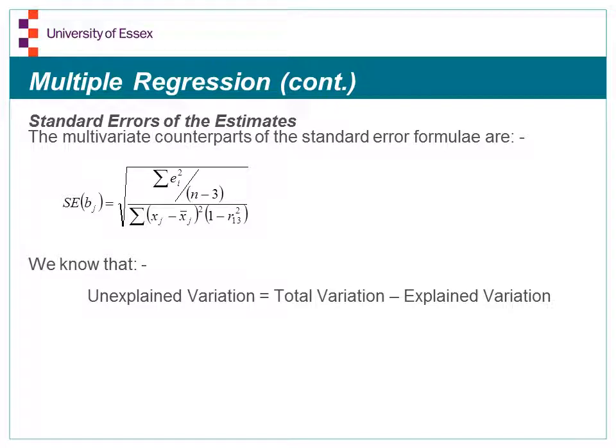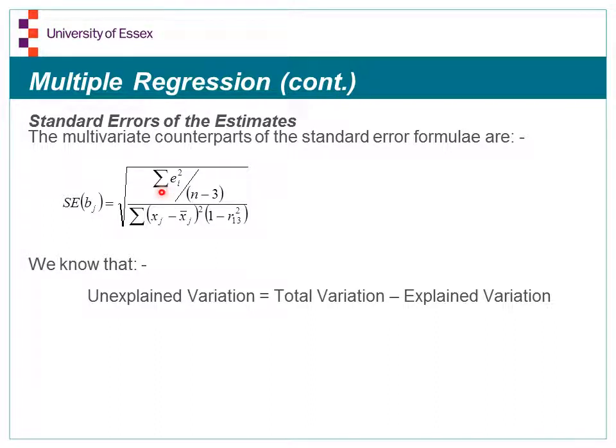So the next thing I want to do is show where our standard errors of estimates are coming from, and we can work out, and I'm not going to justify it, a multivariate counterpart to the standard error formulas that we looked at in the bivariate case, and the formula is given here for us all to see. We know that unexplained variance is total variance minus the explained variance, so we can use this formula to start working out the things that we need to work out.